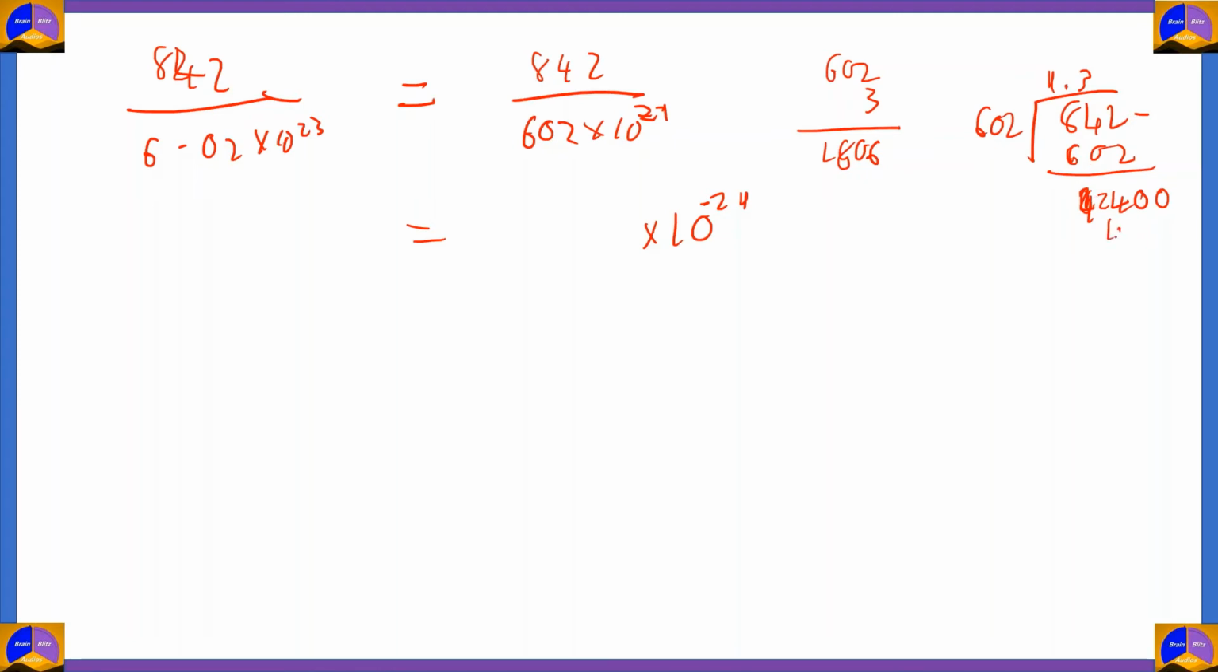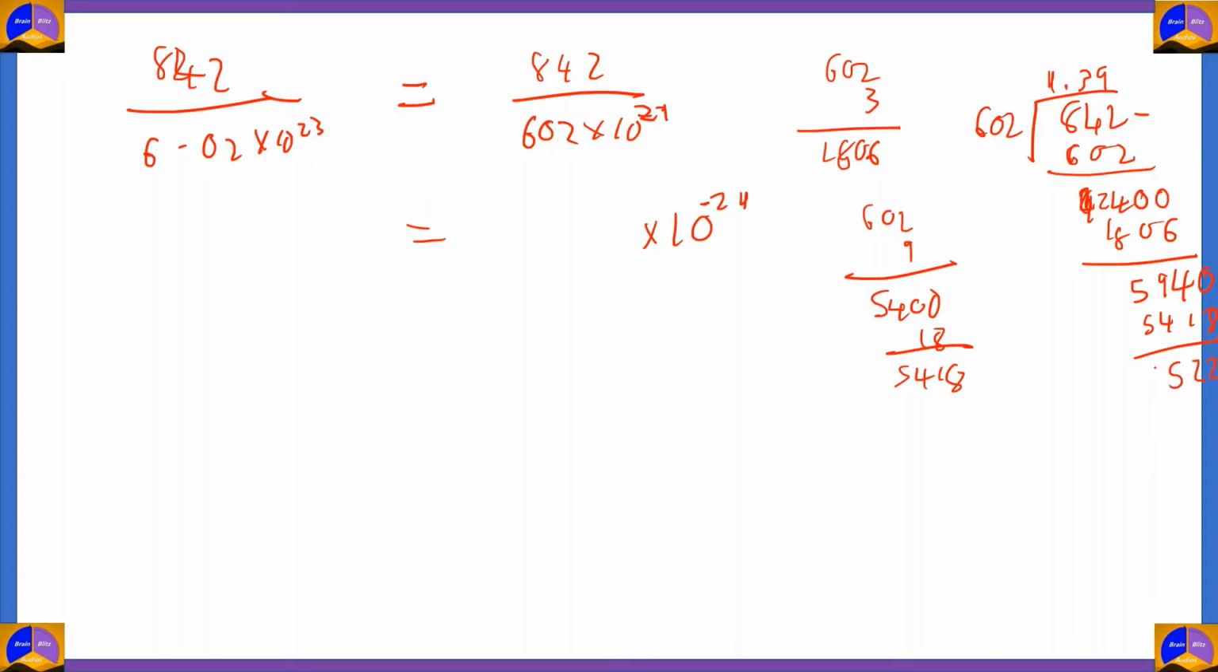And so 1806, and then on subtraction, we'll get 594, and then again, we'll put a 0. So 602 times 9 will be 5418. So we can put a 9 there, and we do 5418. So that is 10 minus 8, 2, 4 minus 1, 3 minus 1, 2, 9 minus 4, 5, and 0.